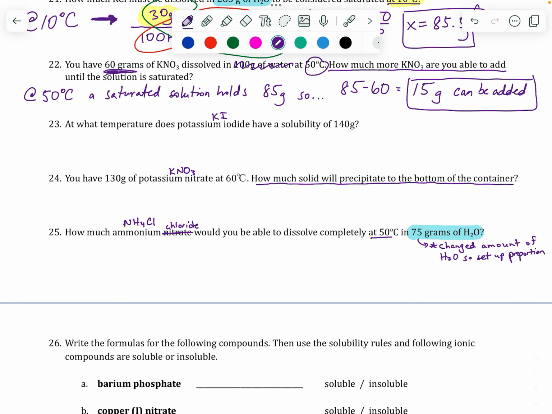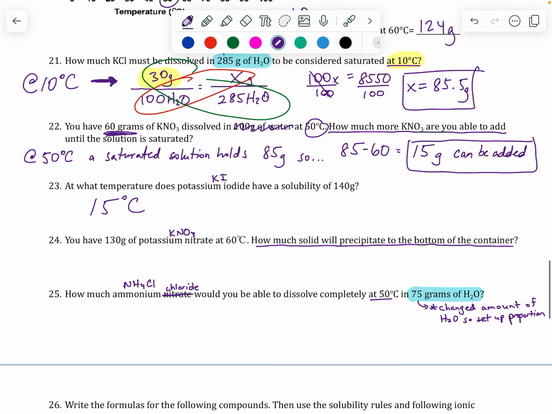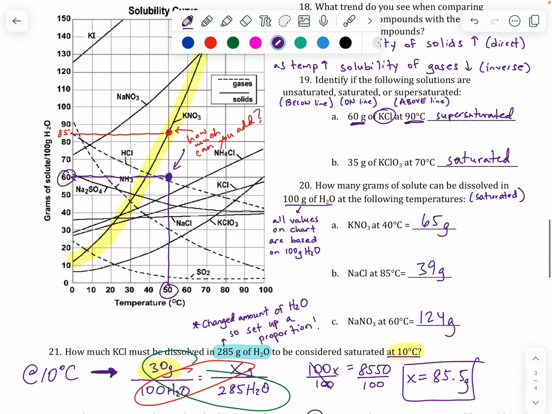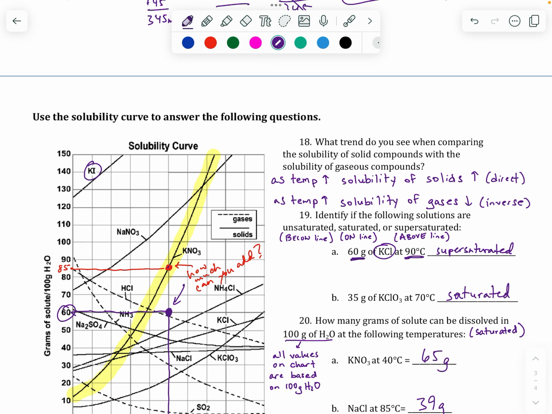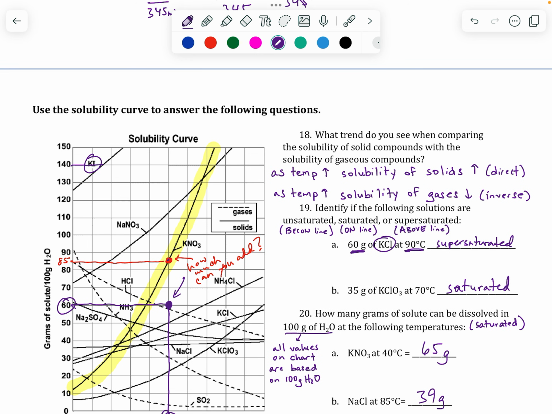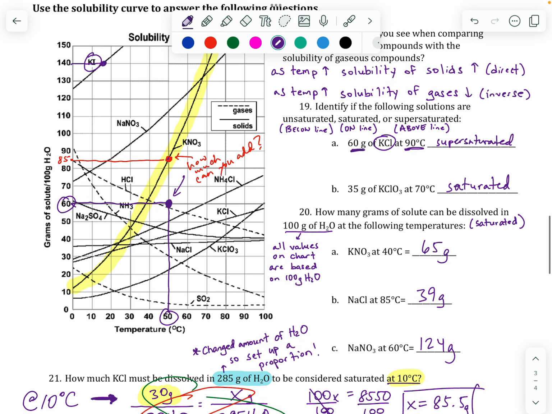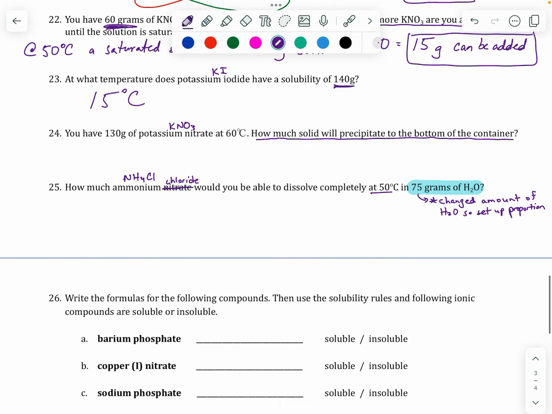At what temperature does potassium iodide have a solubility of 140 grams? That's just 15 degrees Celsius. Again, we're just looking at where does that hit. Here's potassium iodide. Here's 140, so we mark that. Now we're going down, seeing what temperature that would be at. It's about 15 there. All right, we have 130 grams of potassium nitrate at 60 degrees Celsius. How much solid will precipitate to the bottom of the container?